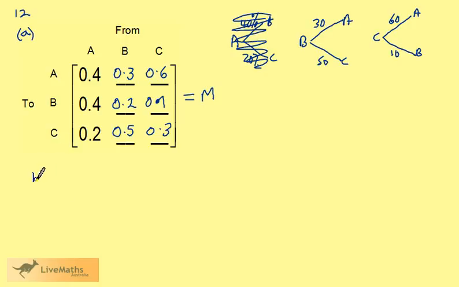In part B, we're told that at the end of 2011, Company A has 80% of the market share, B and C have 10% each. We want the market share in 2012, so that's after 1 year. To do that, we'll calculate M times 80, 10, 10, this being a column vector representing the initial state.